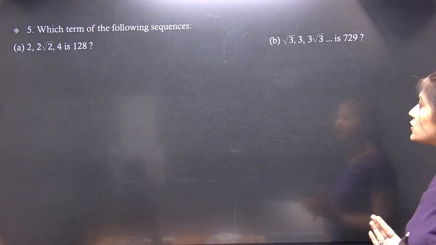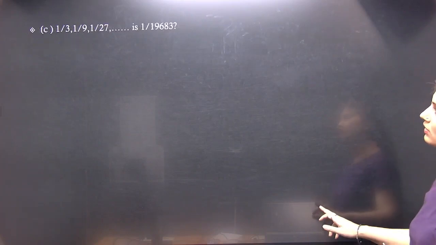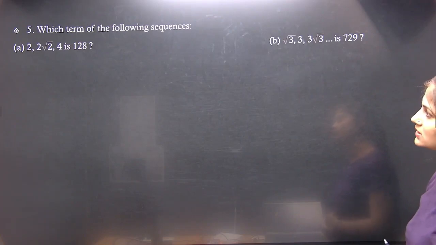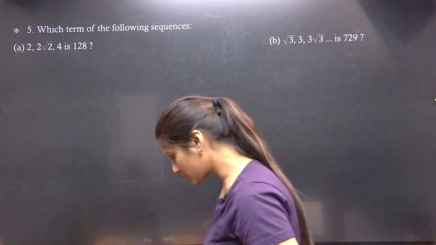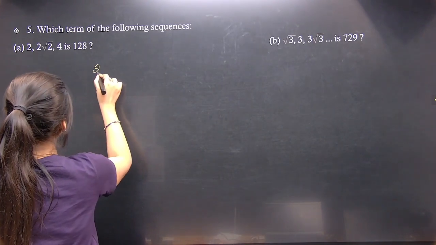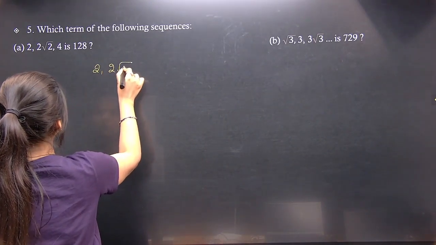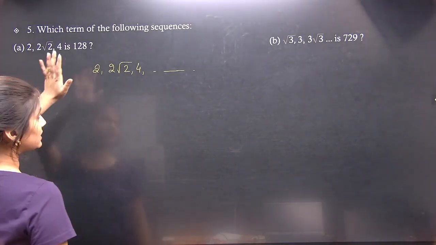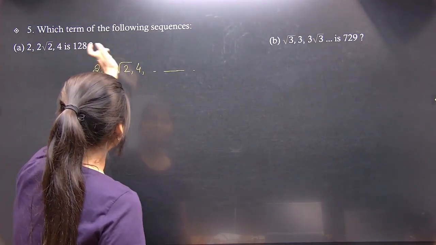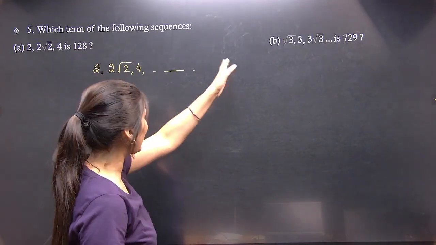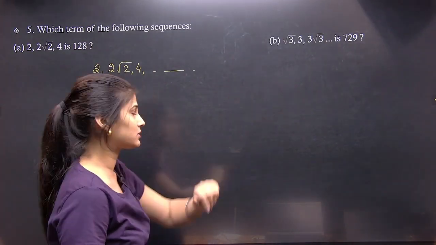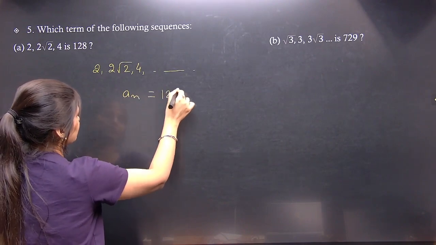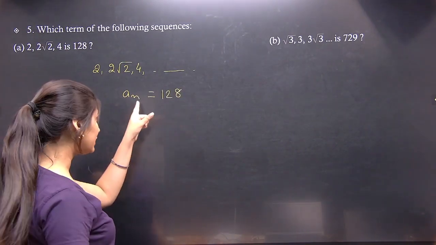Okay, so next question. Question number 5. It has three parts. Which term of the following sequence is this? The first sequence is 2, root 2 and 4, and you have to find in this GP which term is 128, which means 128 will come at which place. So let us suppose that the nth term is 128. So you have to find n.